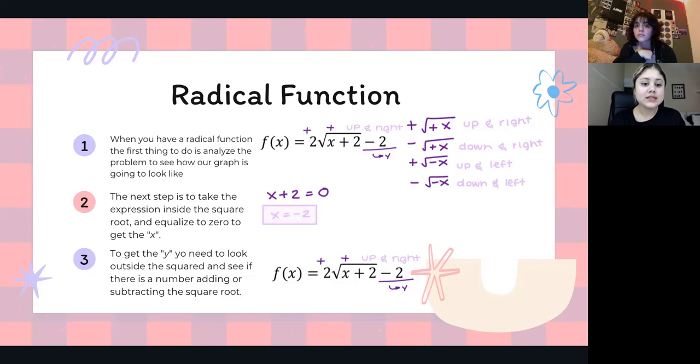So the next step is to take the expression inside the square root and equalize it to 0 to get the x. We have x plus 2 equals 0, so x is equal to -2. To get the y, you need to look outside the square root and see if there is any number adding or subtracting to the square root. For example, we have this -2, that will be the y.